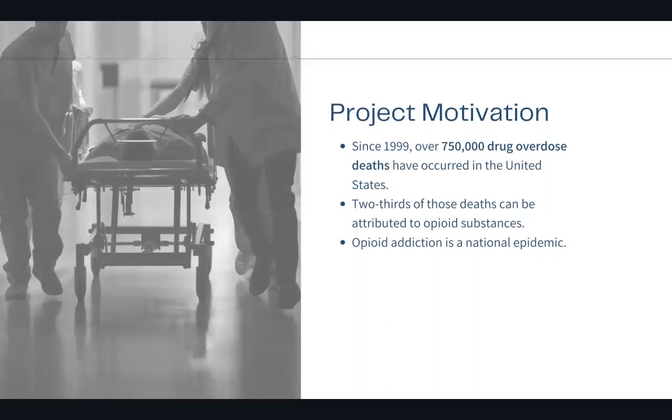According to the CDC, since 1999, over 750,000 drug overdose deaths have occurred in the United States. Two-thirds of these deaths can be attributed to opioid substances. Opioid addiction is a national epidemic which has impacted millions of families in the United States in traumatic ways.